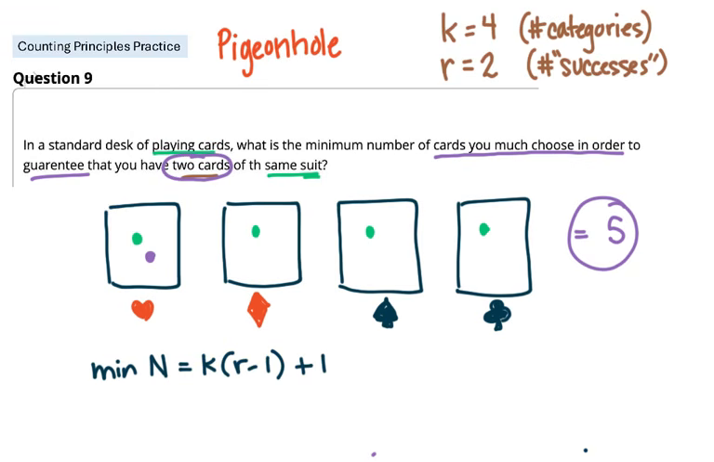And let me explain what that's doing. It's saying, look, how many categories were there? There were 4 categories. Fill them all up to 1 less than success. Success was having 2 in each category, but we'll fill it up to 1 less than that. And then once it's all filled up, then if you just add 1 more, you've got to put it in one of those categories, and then you will succeed. So in this case, 4 times (2 minus 1), that's 4 times 1 plus 1, is also 5. Same as what we got from visualizing it.